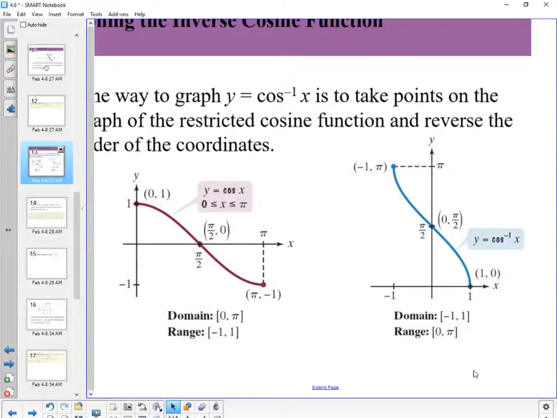The one on the left is the regular cosine, normal cosine. The one on the right is inverse cosine.